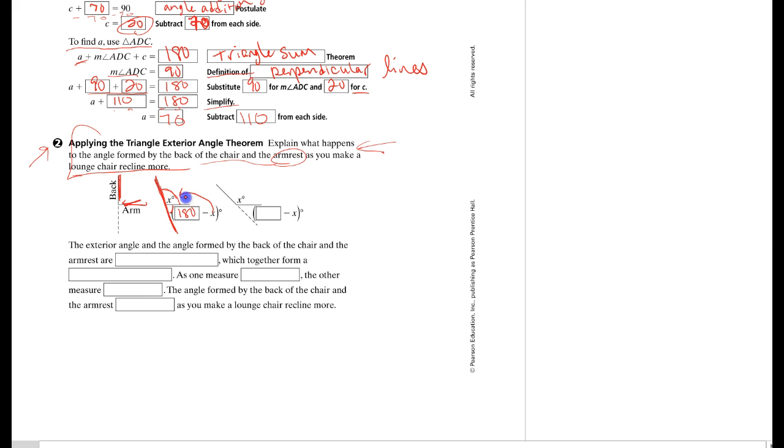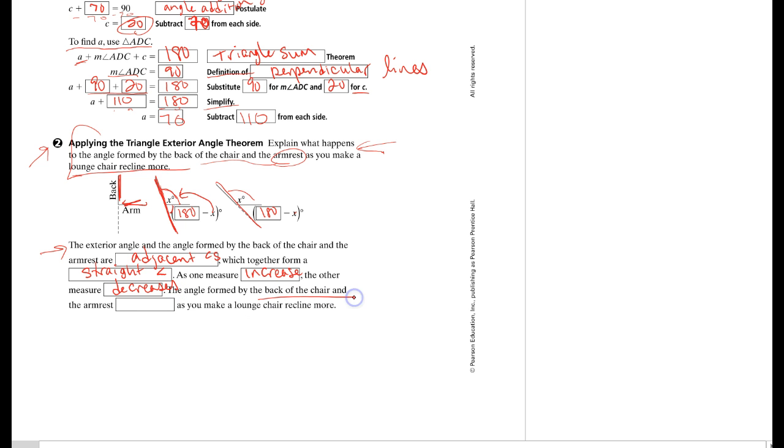So if we want this angle in here, it's 180 take away the x. And again here, 180 take away this bigger angle, x. So fill in the blanks. The exterior angle and the angle formed by the back of the chair and the armrest are adjacent angles, which together form a straight angle or a straight line. As one measure increases, the other measure decreases.